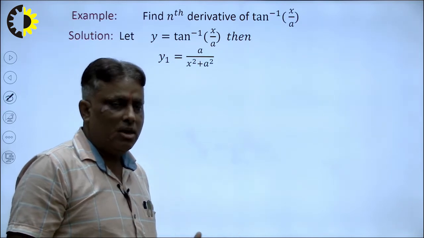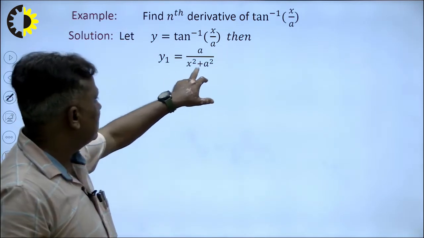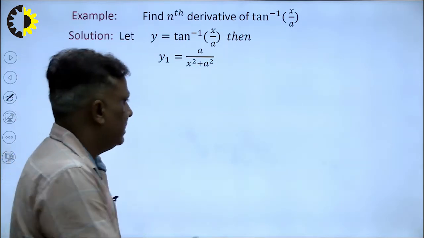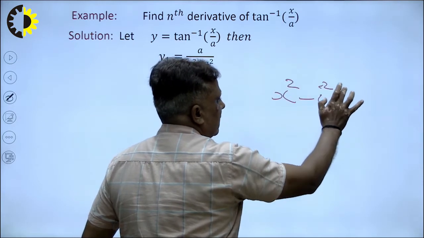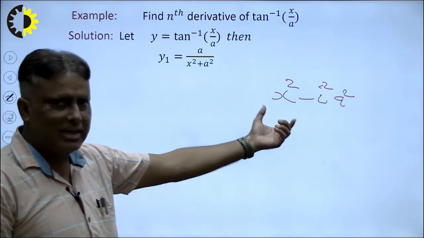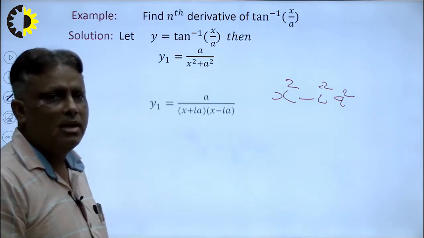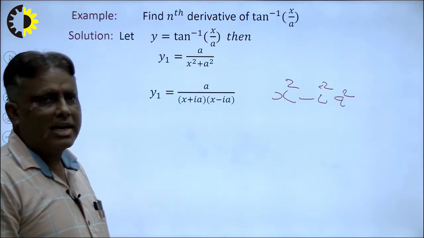Our aim here is first to reduce it into linear form. How? It can be written as x square minus a square. I write here x square minus i square a square, that means it can be converted into linear form, x plus ia or x minus ia. So in this way, y1 is equal to 1 upon x plus ia and x minus ia.